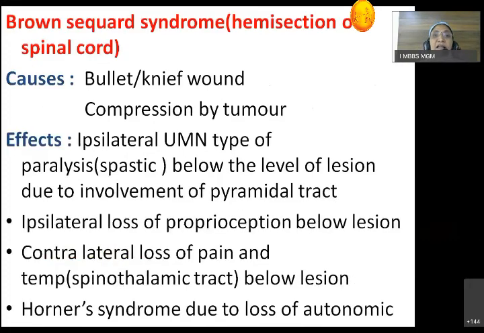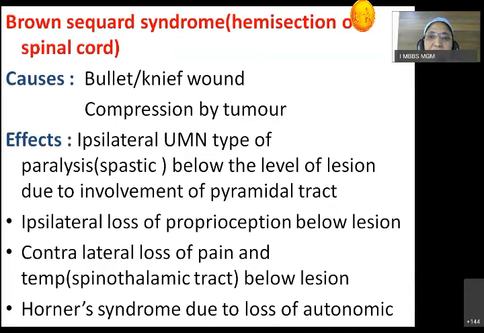Now let us see another syndrome, that is known as Brown-Séquard syndrome. There may be a short note on Brown-Séquard syndrome. So what is this Brown-Séquard syndrome? In Brown-Séquard syndrome, there is hemisection of the spinal cord. Half of the spinal cord is cut.